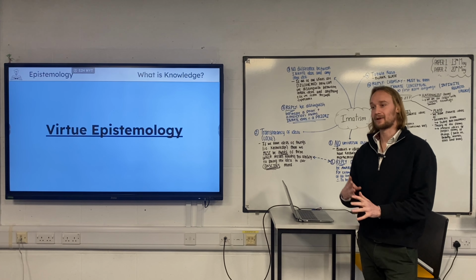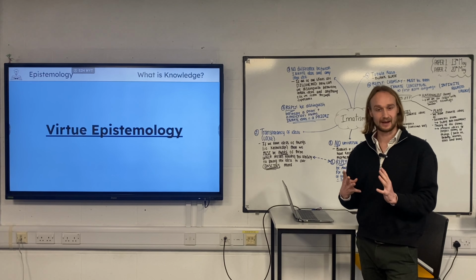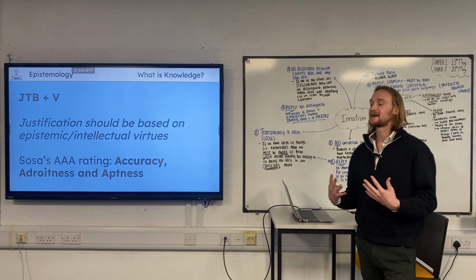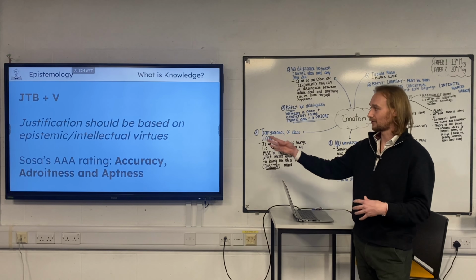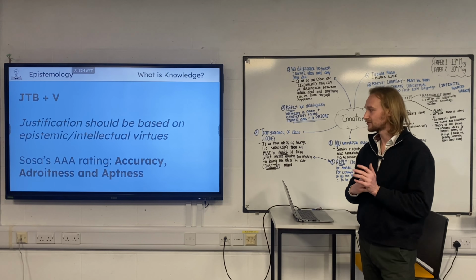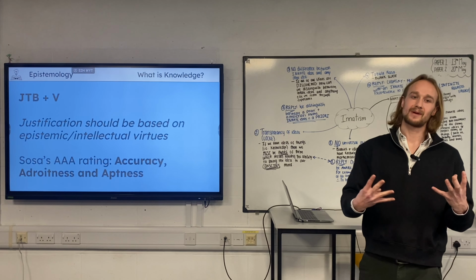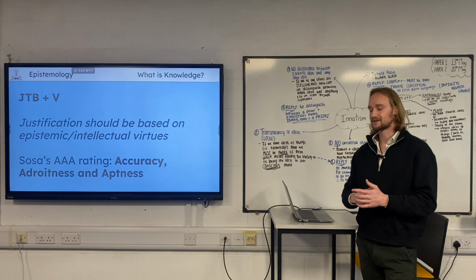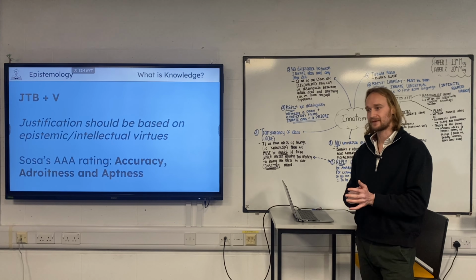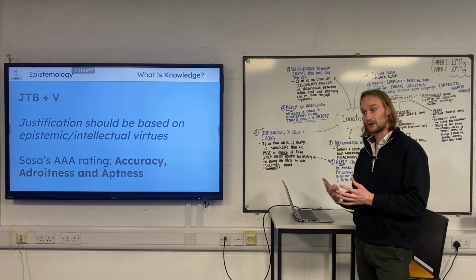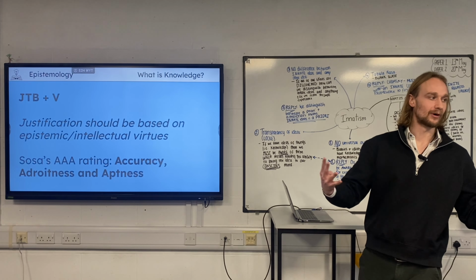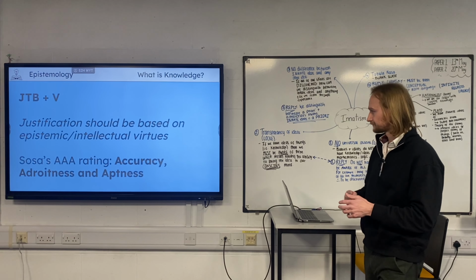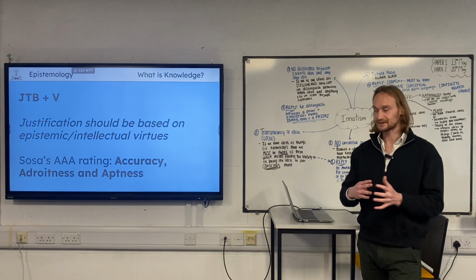So our last solution is virtue epistemology. This is perhaps the best solution. This is to say that a JTB has to be formed through what we call epistemic or intellectual virtues. And to have a bit more of a rigorous definition of this, unlike reliabilism, we've got Sosa's AAA rating. There's many different types of intellectual virtues out there. Things like being open-minded, not being closed-minded, seeing all the evidence, being thorough with weighing up the evidence, for example, not being ignorant to things.